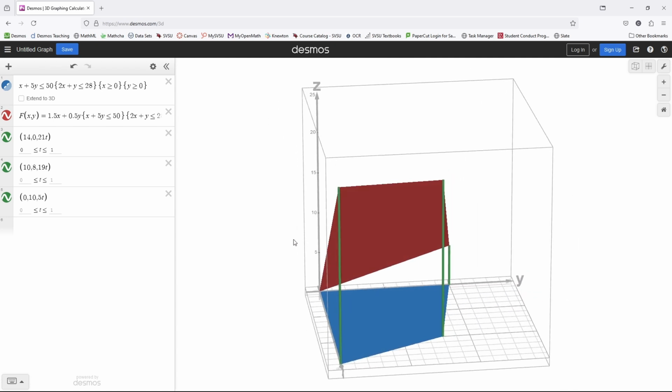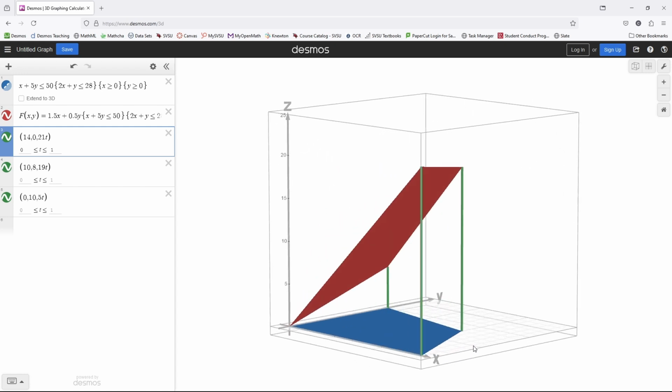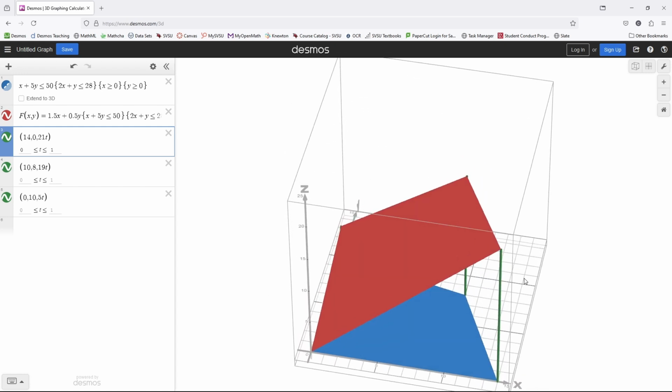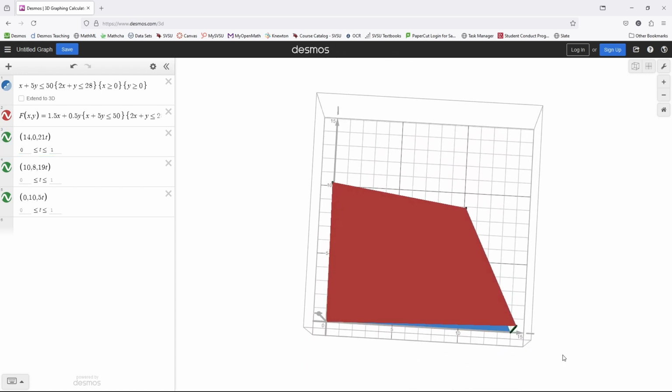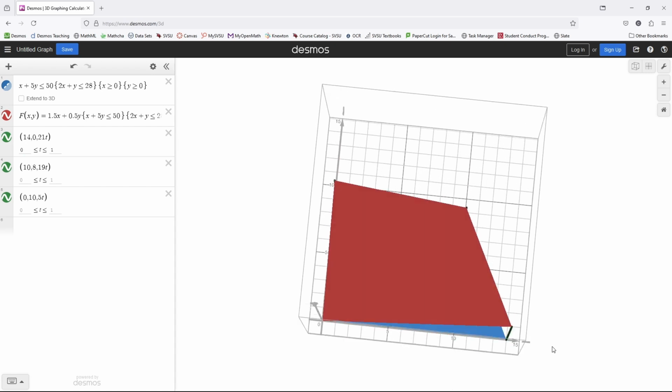And if I turn it just right, we'll see the highest point occurs at this corner, which is right over this point. So what point was that again? Let me do this. That was 14, 0, that point.